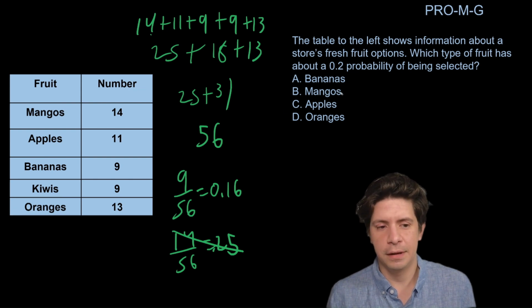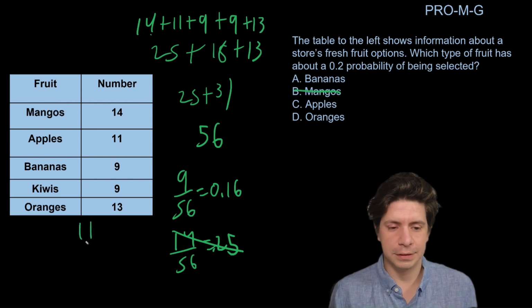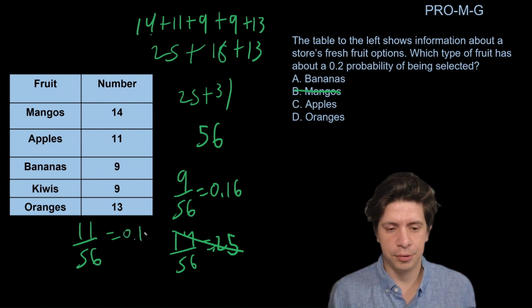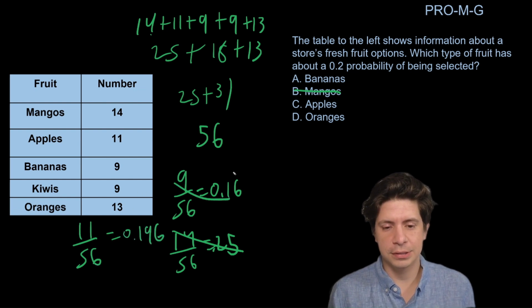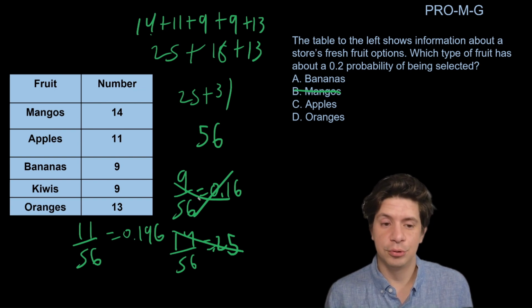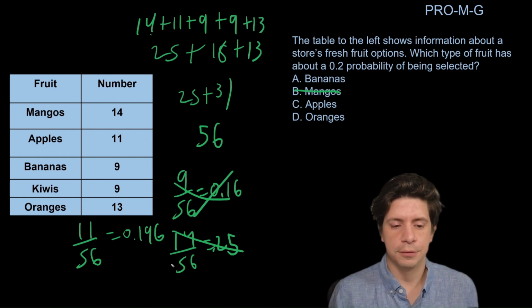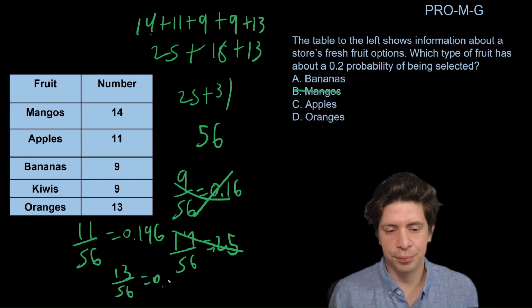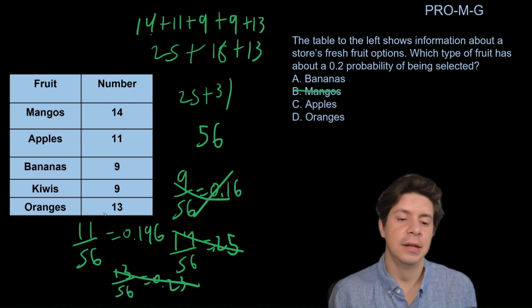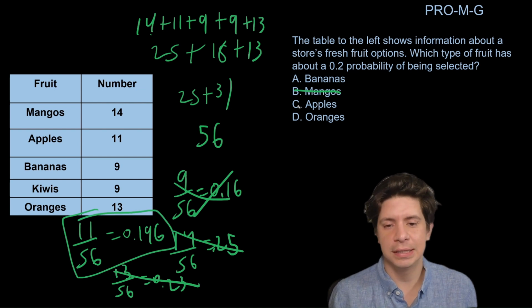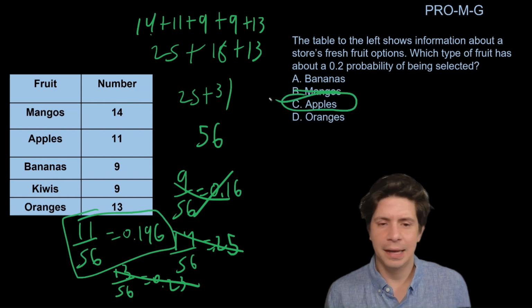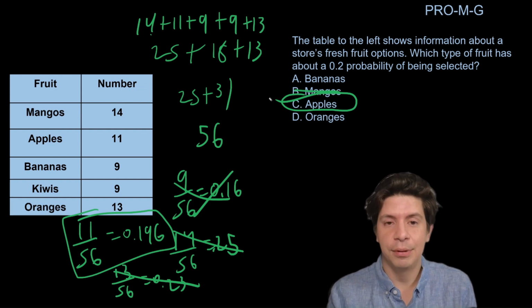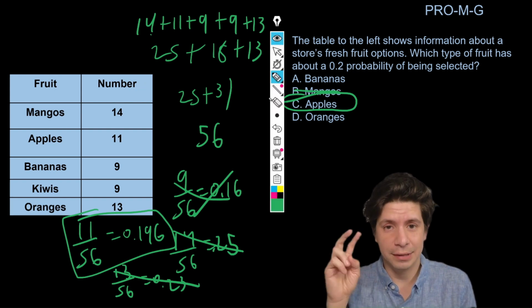Then we have apples, 11 over 56. And that gives us 0.196. So that's now bigger than this one, closer to the 0.2. And we'll do oranges last. So for oranges, we'll do 13 out of 56. And that'll be 0.23. So that's also gone. Our best option is this one, which is apples, C. Again, crazy equations, not at all. Simple probability concepts applied to a chart. And that makes it medium level.